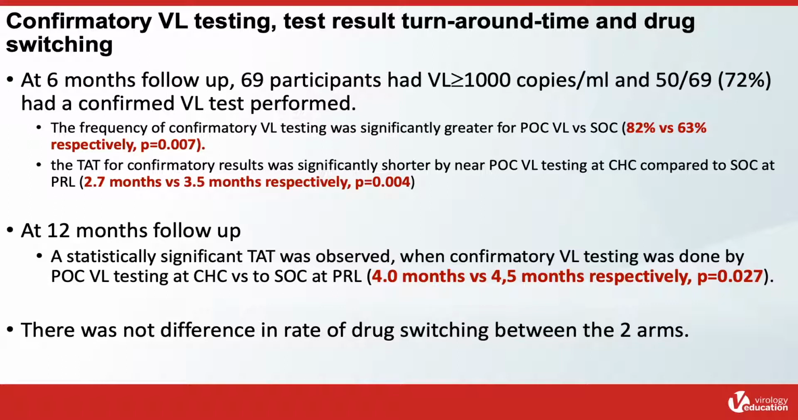Since we were assessing the role of a newer point-of-care viral testing at rural sites, we then analyzed the rate of confirmatory viral testing, test result turnaround time, and drug switching. At 6-month follow-up, among the 69 participants that had a viral load greater than 1,000 copies per ml, 72% had a confirmed viral load test performed. The frequency of confirmatory viral load testing was significantly greater for point-of-care viral load testing versus standard of care. The turnaround time for confirmatory result was significantly shorter by the new point-of-care viral load testing at the clinic compared to standard of care at the provincial referral lab.